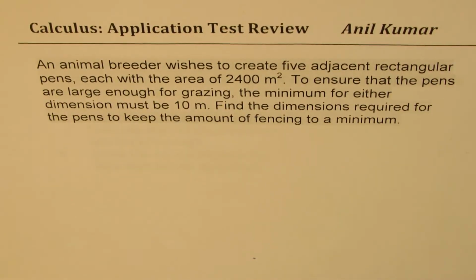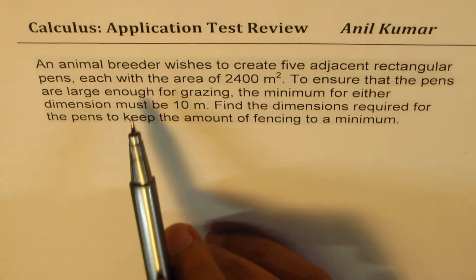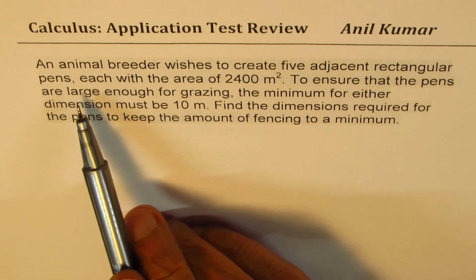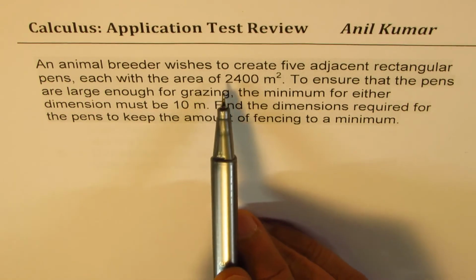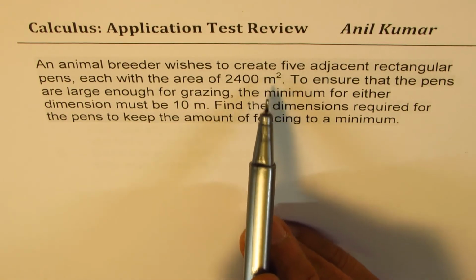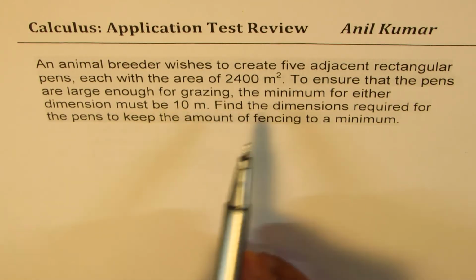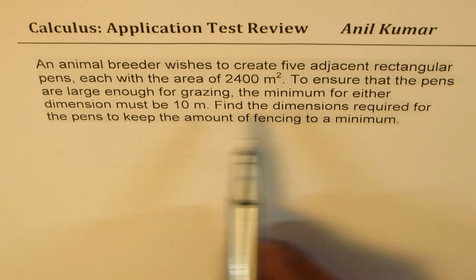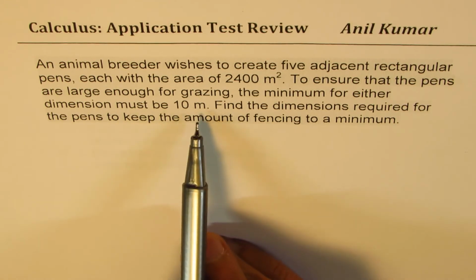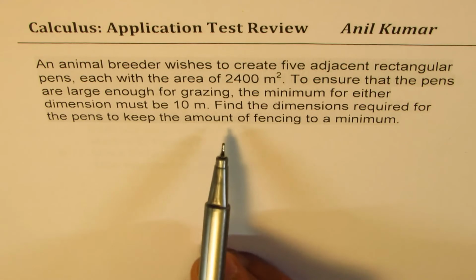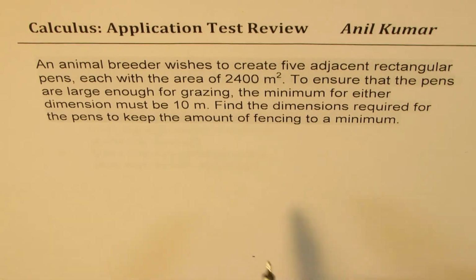Now the question here is, an animal breeder wishes to create 5 adjacent rectangular pens, each with area of 2400 meters square. To ensure that the pens are large enough for grazing, the minimum for either dimension must be 10 meters. Find the dimensions required for the pens to keep the amount of fencing to a minimum.